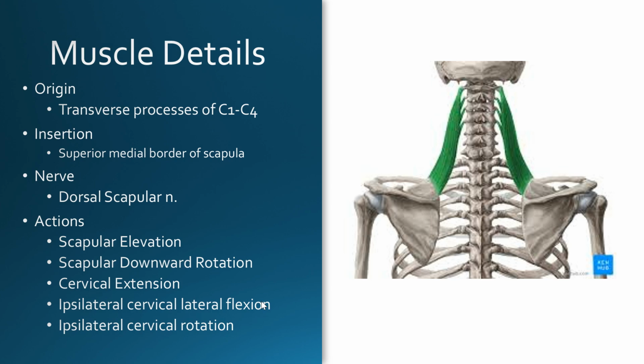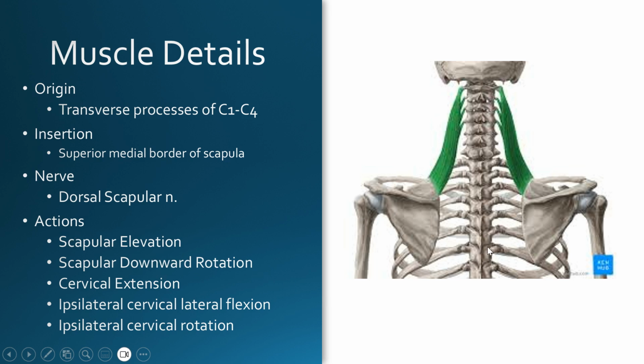The origin of the levator scapula is at the transverse processes of C1 through C4, so right along here. It inserts at the superior medial border of the scapula. It is innervated by the dorsal scapular nerve. And there are a lot of actions for the levator scapula.